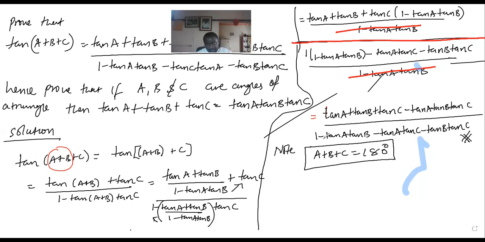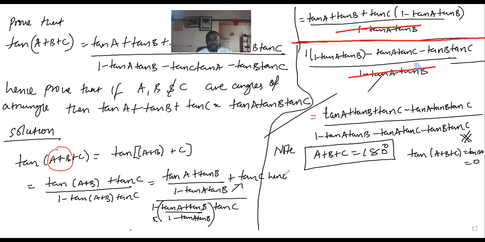Do you agree? That means the tangent of the angle sum of a triangle is going to be what? Tan of A plus B plus C is actually equal to tan of 180, which is actually equal to 0.